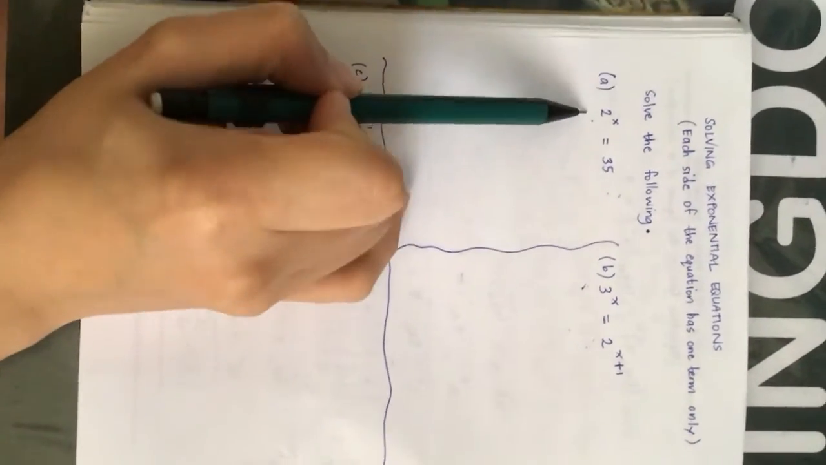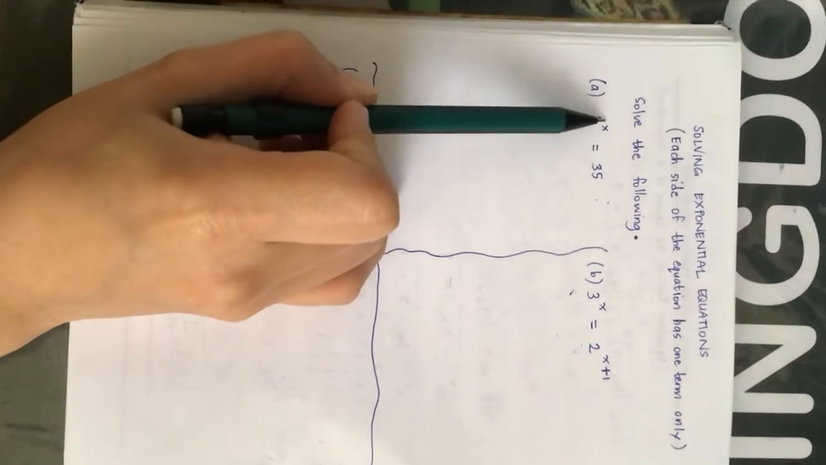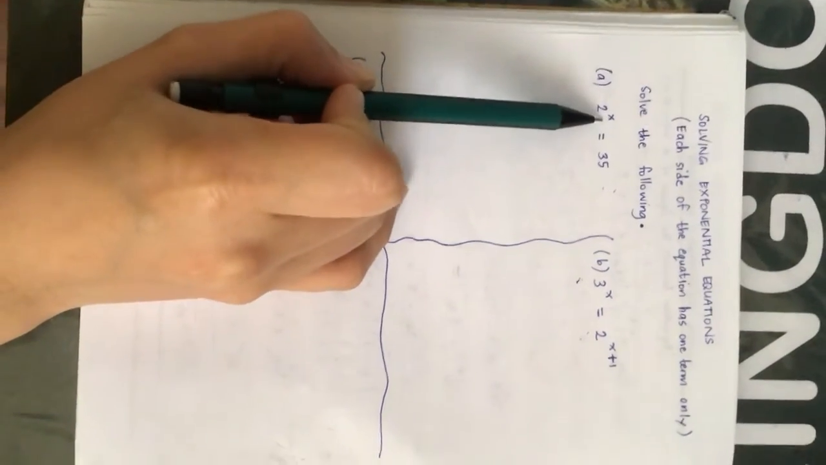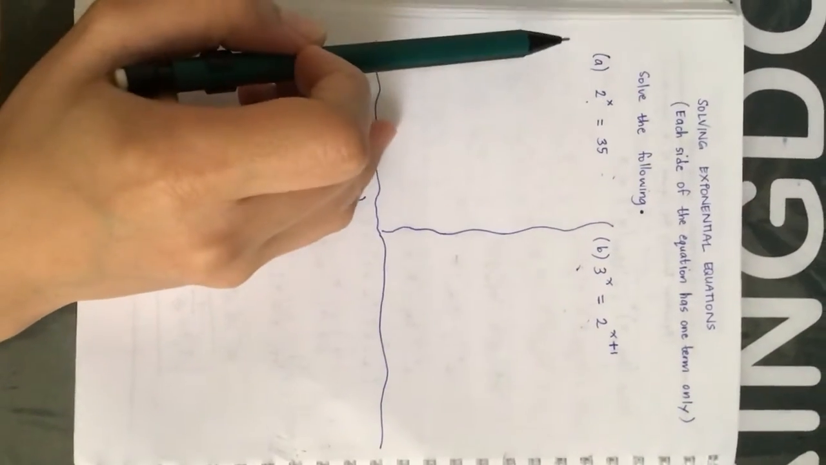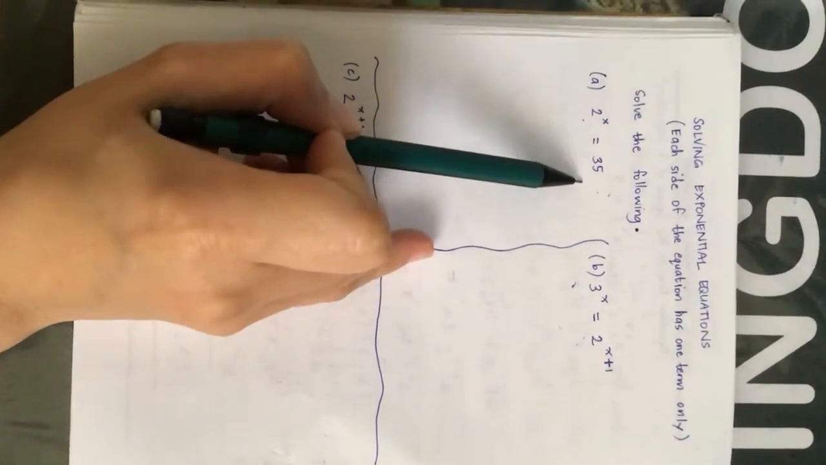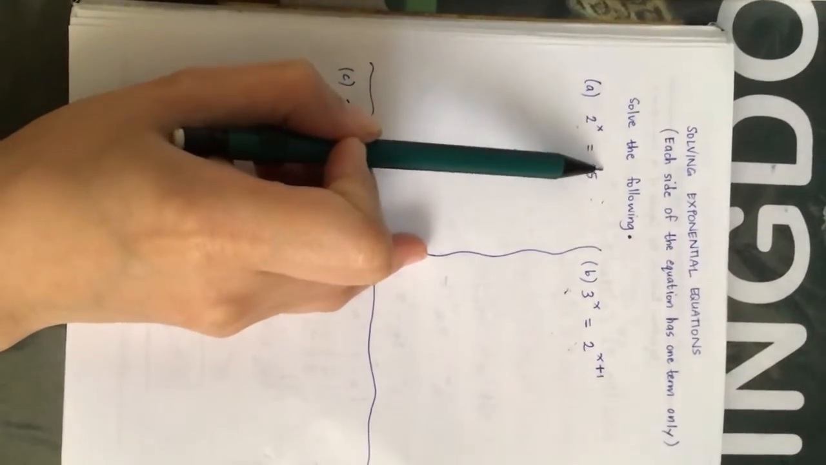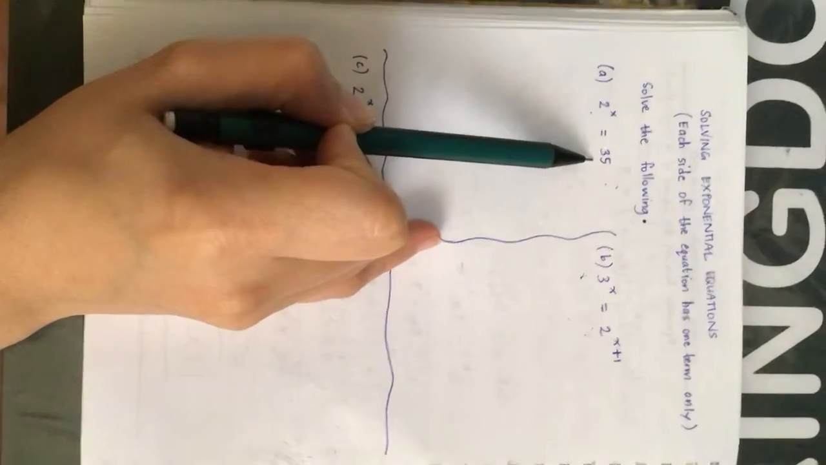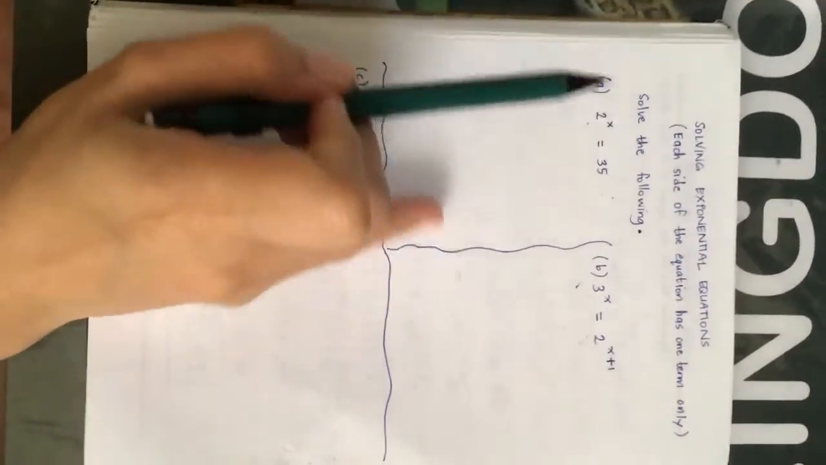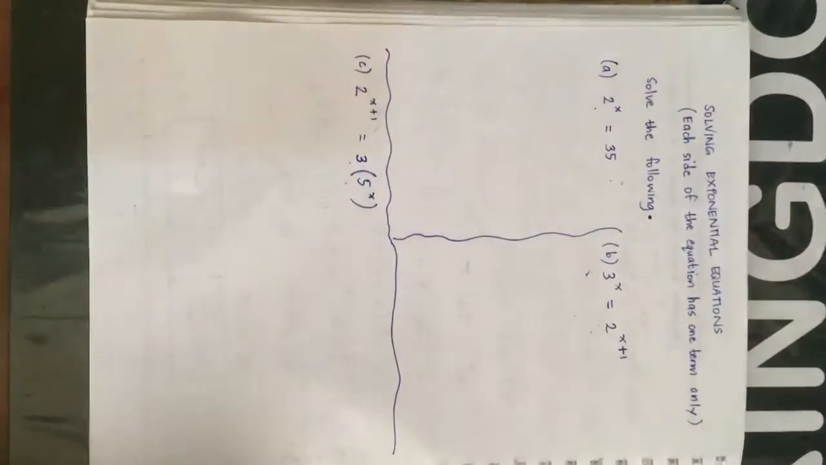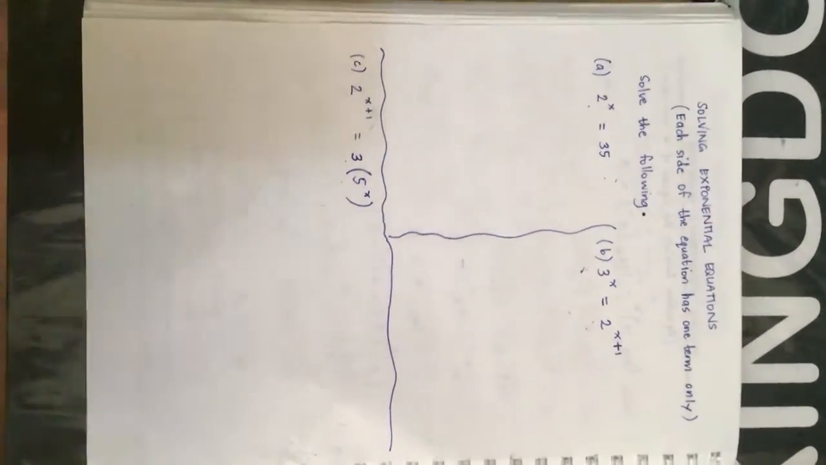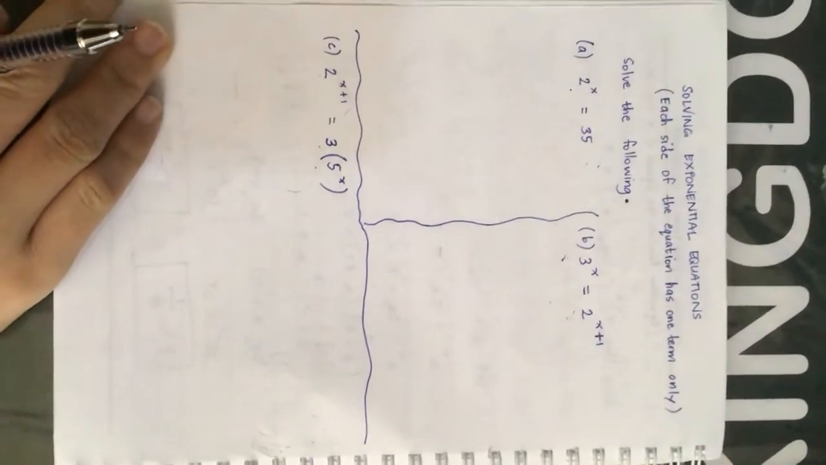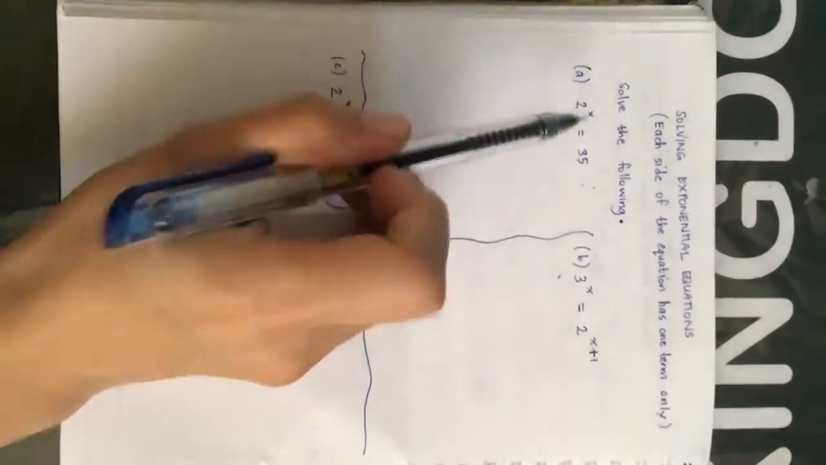Why? So for A, x is what we are solving for. We are finding the value of x, and x here is a power. So if we apply what we learned in Sec 4, we need to make the bases the same, which means we need to express 35 as a power of 2, which is not possible because 35 is not a power of 2. Hence, we need the help of logarithm. Okay. So we will be using logarithm of base 10 here to solve for the value of x.